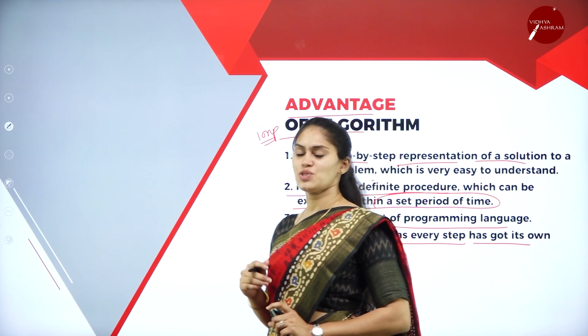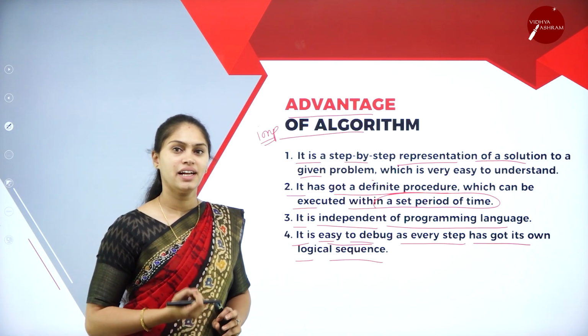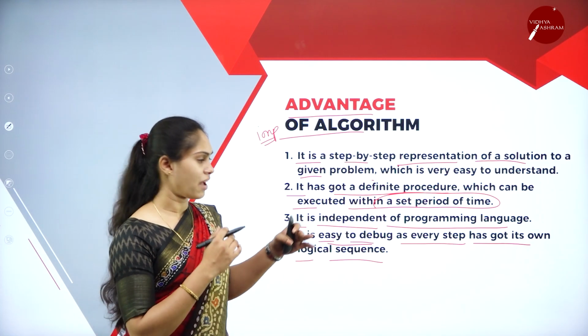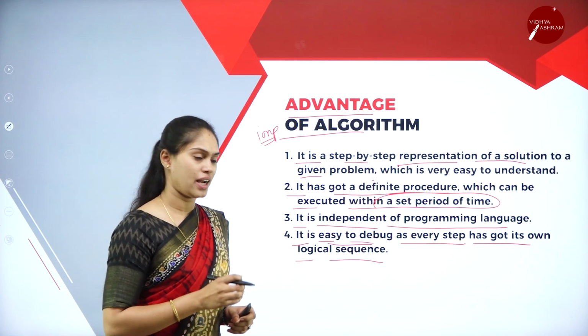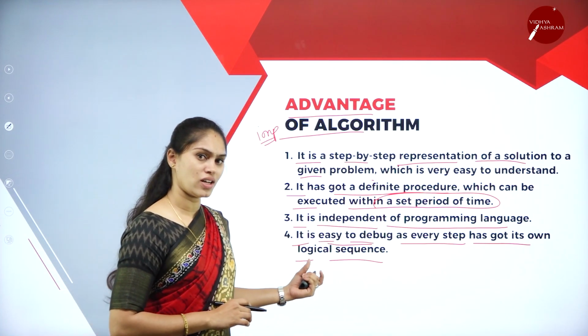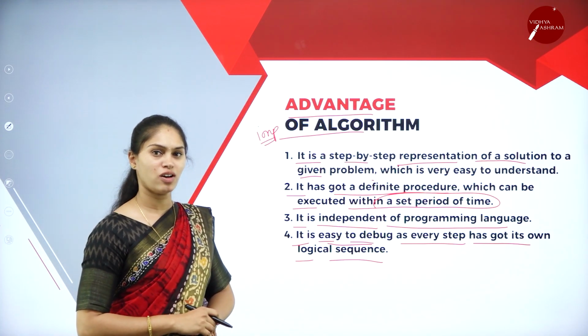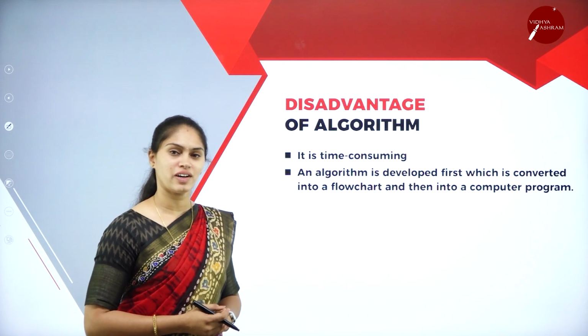Debug in the sense we are checking for an error. Once we find an error, it needs to be corrected. It will be easy because every step of an algorithm has a definite, particular logical sequence. So this is regarding the advantages of an algorithm. Then what are the disadvantages of an algorithm?